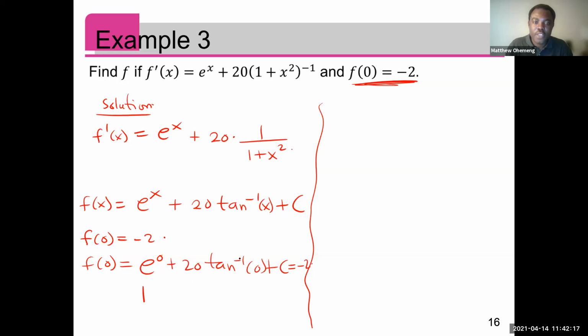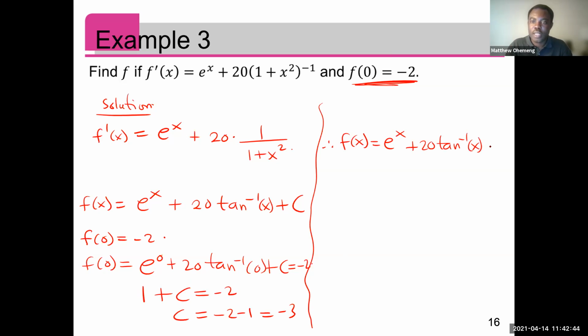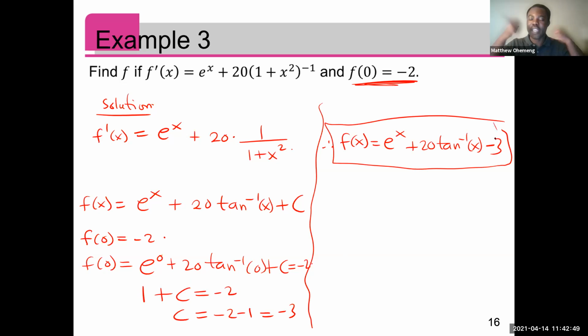And then plus tan inverse of 0. Tan inverse of 0 is 0, right, so that will go to 0. So I have 1 plus c equal to -2. Solving this, I get c equal to -2 minus 1, which is -3. Now, I've been able to solve for the specific arbitrary constant. So I get a specific solution for f. Therefore, I can say f(x) is e to the x plus 20 tan inverse of x, and then -3. So that is a case where you can use conditions to get the exact solution.